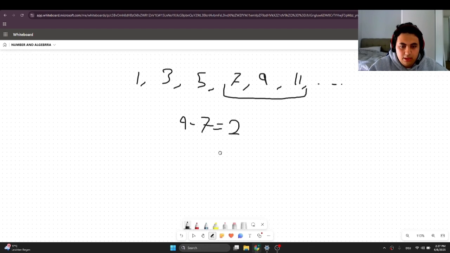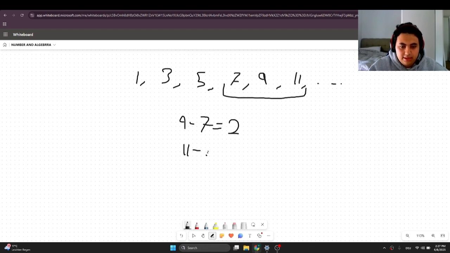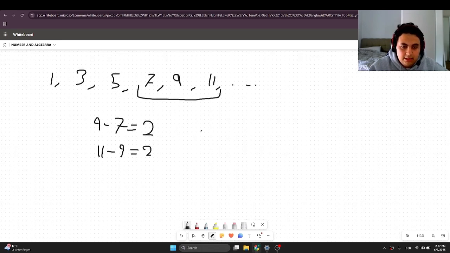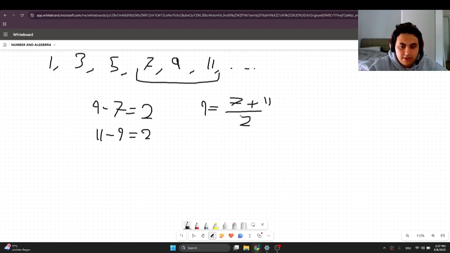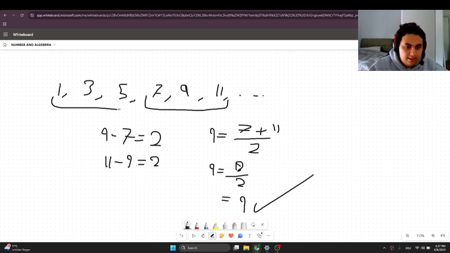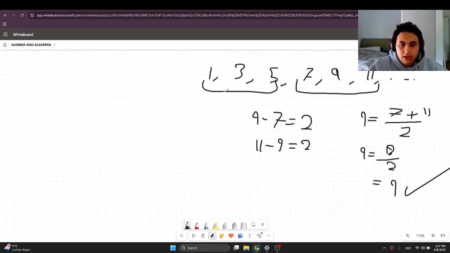I'm going to get 2. If I do 11 minus 9, I'm going to get 2. Yeah? So that's for the three consecutive terms. Now, if I take the mean of these three terms, it's going to be what? 9 equals 7 plus 11 divided by 2. So 7 plus 11 is what? 18. So 9 is equal to 18 divided by 2, which is equal to 9, which is also true. Yeah, the same applies for these three consecutive terms.